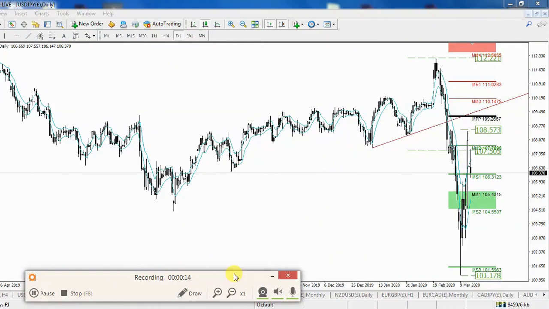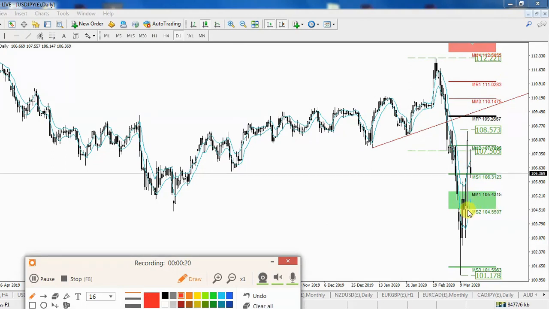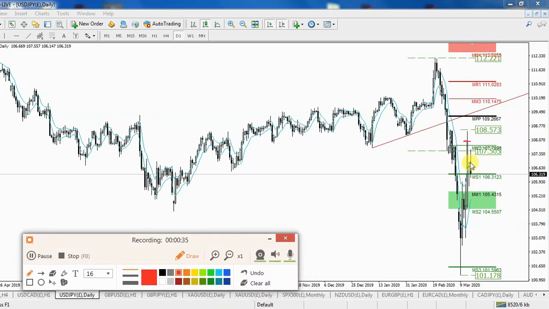Starting with the US dollar against Japanese yen from the daily chart, we can see that price had this nice bar on Friday and it closed nicely, but over the weekend it gapped when the price opened yesterday. It gapped about 130 pips, which is quite a decent gap.